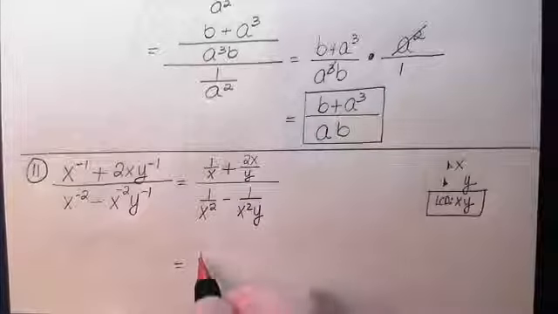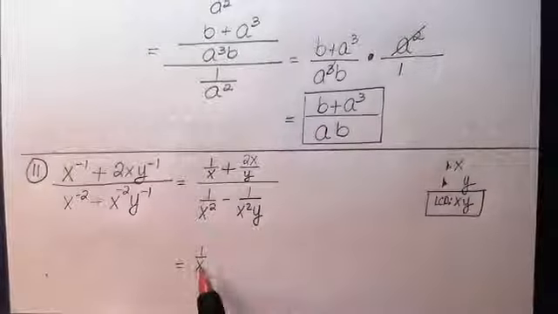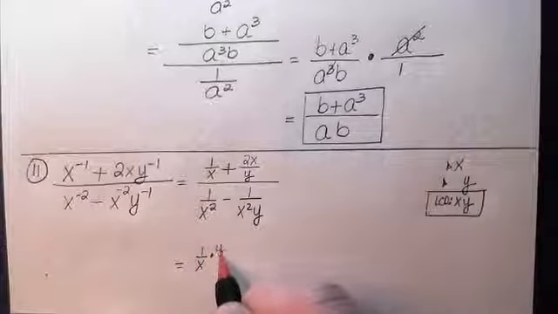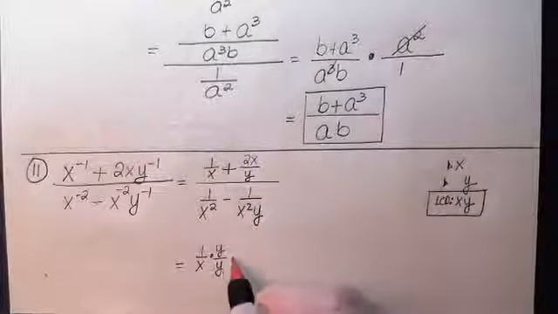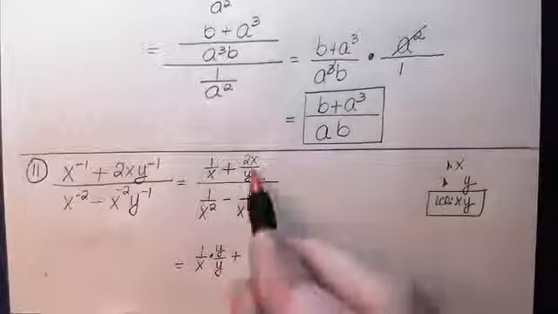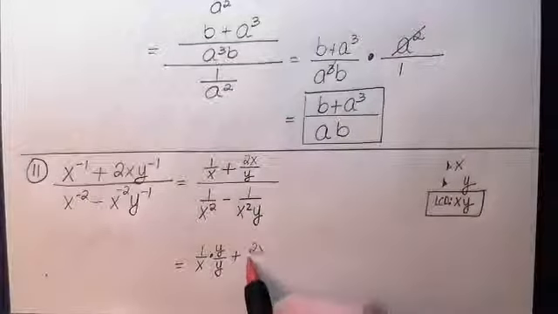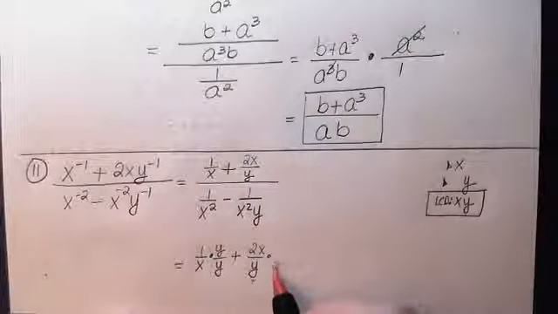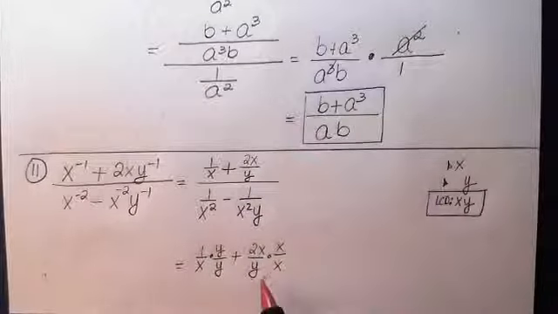Therefore we copy the first fraction, compare our denominator with the LCD. What am I missing? Missing a y, so multiply top and bottom by y. Copy the second fraction, which is 2x over y. Compared to LCD, we're missing the x, so multiply top and bottom by x.